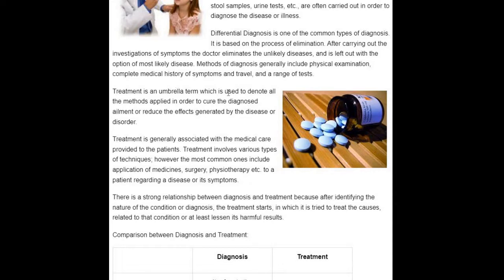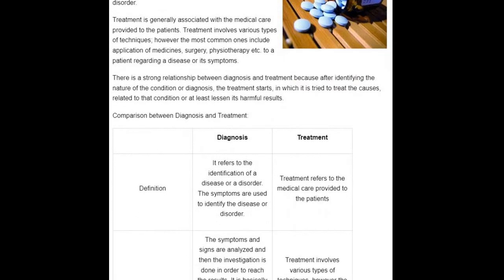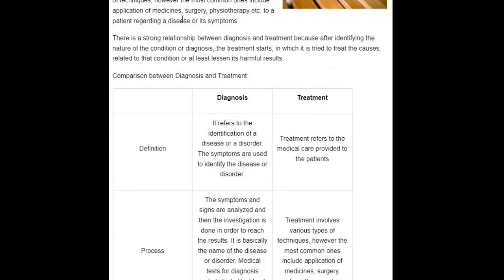Treatment is an umbrella term which is used to denote all the methods applied in order to cure the diagnosed ailment or reduce the effects generated by the disease or disorder. Treatment is generally associated with the medical care provided to the patients. Treatment involves various types of techniques. However, the most common ones include application of medicines, surgery, physiotherapy, etc., to a patient regarding a disease or its symptoms.